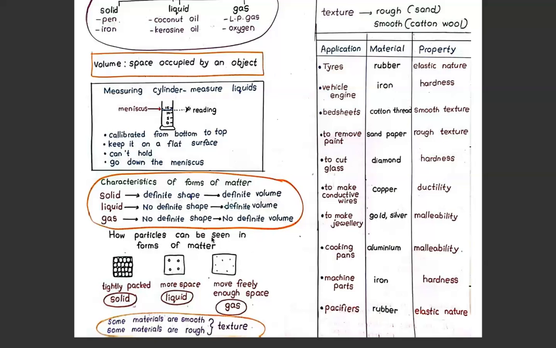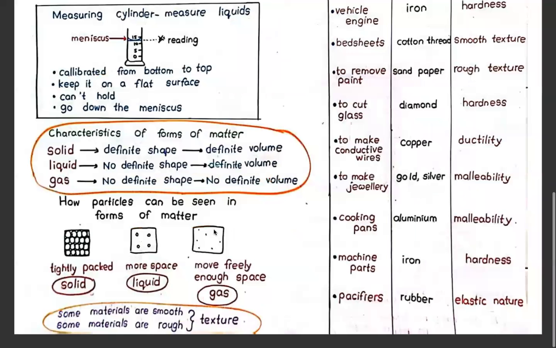How can particles be seen in forms of matter? Now, this is in the solid state. You can see the particles are tightly packed. And here you can see more space. And here you can see particles move freely. So you have enough space. There is a lot of room, and the particles move around freely. So that is in gaseous state.